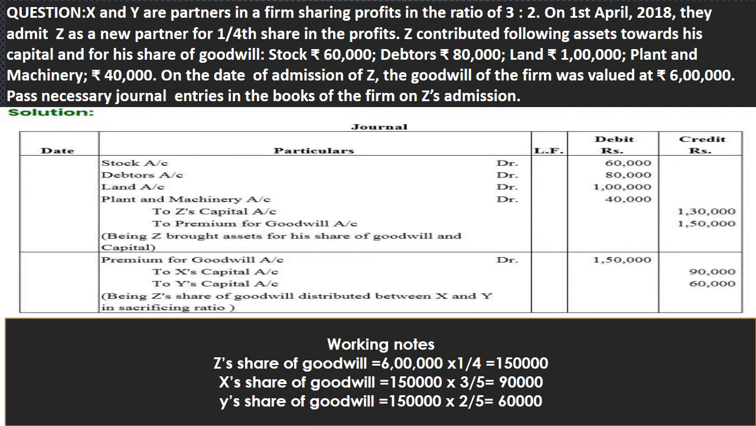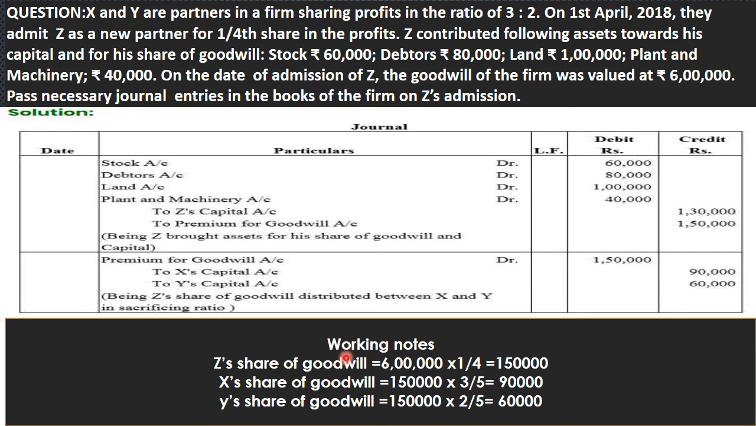Now, for better understanding of case 4, I am doing one practical problem. In the given problem, two partners are given to us. Their names are X and Y, and they are sharing profit and losses in the ratio 3:2. On 1st April 2018, they admit Z as a new partner for 1/4 share in the profit. Z contributes following assets towards his share of capital and for his share of goodwill: stock of rupees 60,000, debtor of rupees 80,000, land of rupees 1 lakh and plant and machinery of rupees 40,000. Now, on the date of admission of Z, the goodwill of the firm valued at rupees 6 lakh. They want you to pass necessary journal entry in the books of firm after Z's admission.